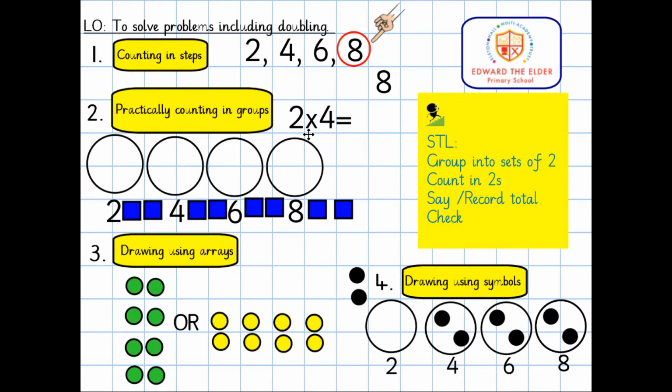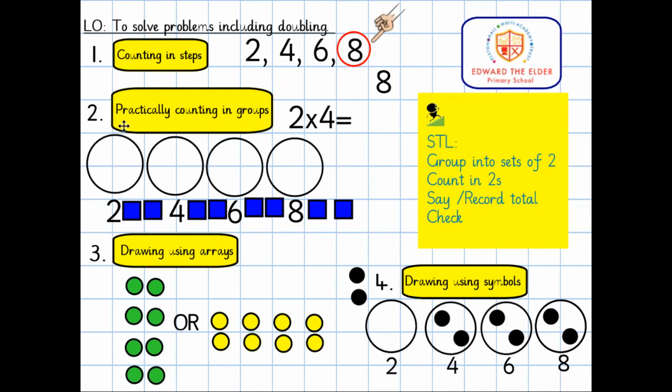As always, we will carefully be following our steps to learning in order to achieve this. There are 4 steps to achieving this. Step 1, chanting or counting in steps. For example, 2, 4, 6, 8, and so on. Pupils will be taught to count in steps of 2 and 10.